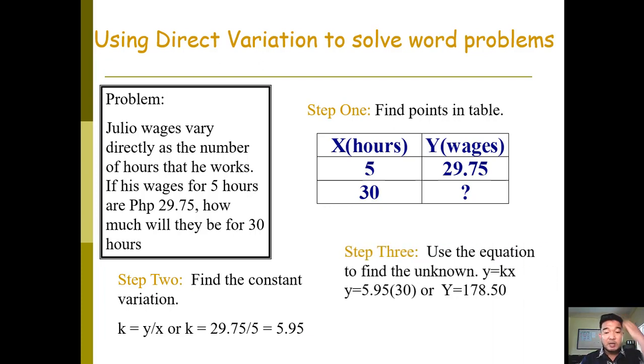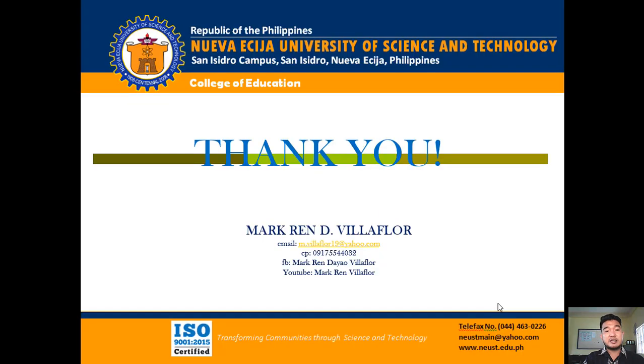And then, Y is equal to 5.95X. And then, palitan mo si X ng 30. 5.95 times 30 is equal to 178.50. So, ganun karami yung susweldo ni Julio kapag nagtrabaho siya ng 30 hours. 178.50 pesos. And that is how we apply direct variation in solving problems, real-life problems.